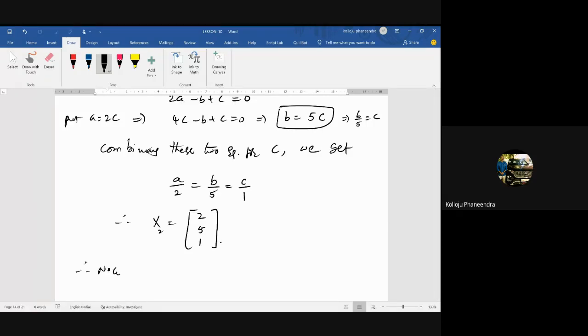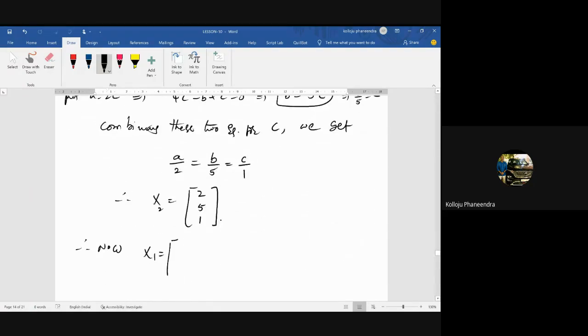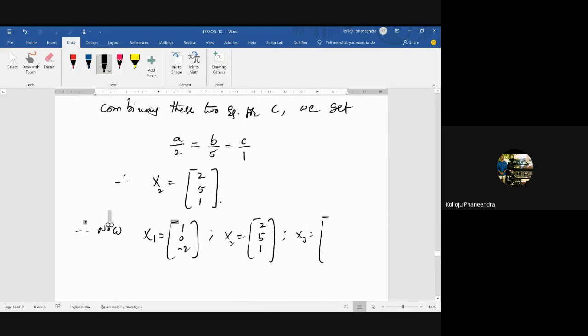Therefore, now x1 is (1, 0, -2), x2 is the new vector I got, (2, 5, 1), and x3 is (2, -1, 1). These are pairwise orthogonal. This is the next step.